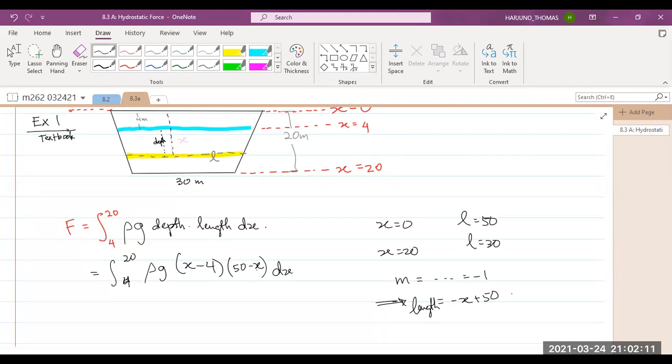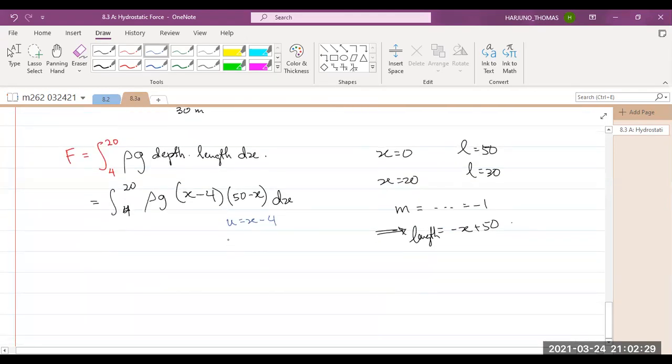You see what I mean? And from here, you will integrate. Trust me, you will get the same result. In fact, I don't need to compute it in full to show you the same result. All I need to do is u substitution. u equals x minus 4. If u equals x minus 4, du equals dx.